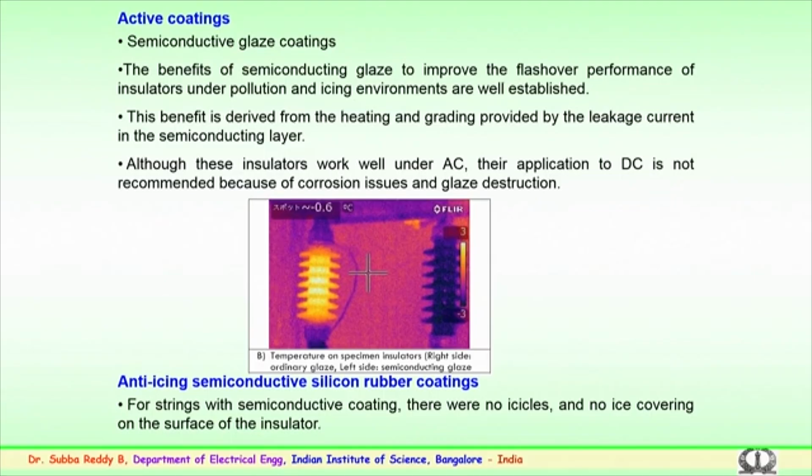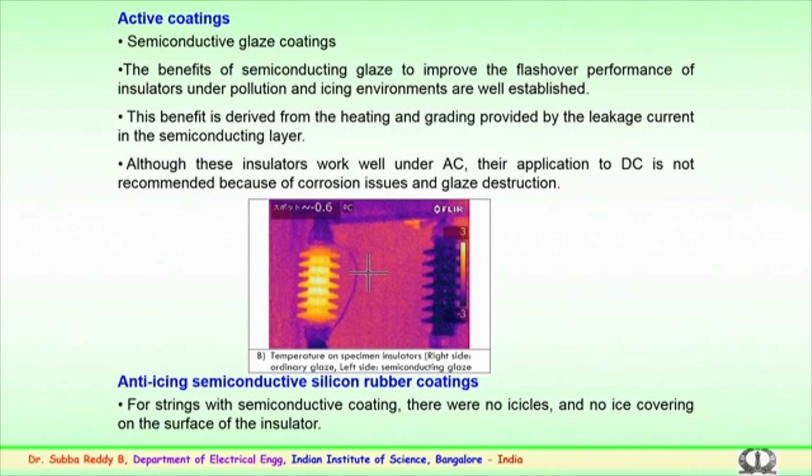Although these insulators work well under AC conditions, the application of semiconductive glaze coatings to DC is not yet recommended because of corrosion issues and also glaze destruction in case of DC application. So, this is one typical example of the temperature on the specimen, that is the insulators. This is an ordinary glaze and this is the semiconductive glaze coated ceramic insulator.